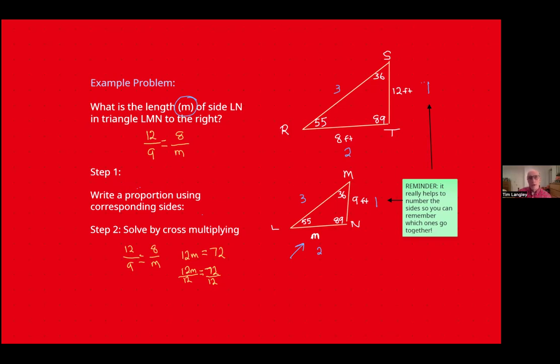What is the length of M, of side LN? And sure enough, that's side LN there at the bottom, from angle L to N in the triangle LMN to the right. Okay, so what we're going to do is write a proportion using corresponding sides, and then solve by cross multiplying. We don't know M, so we're going to create a proportion.